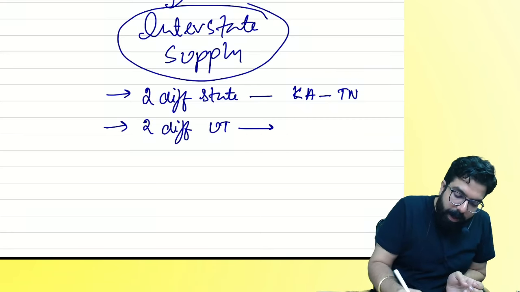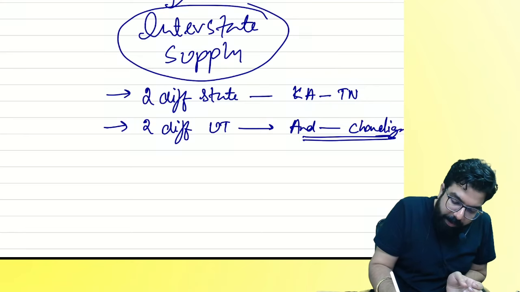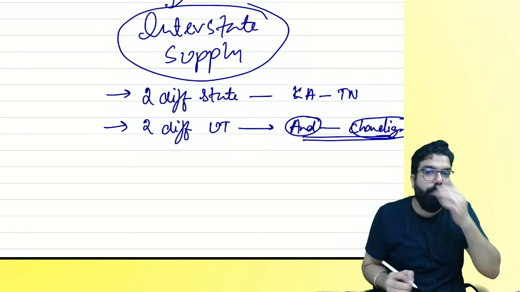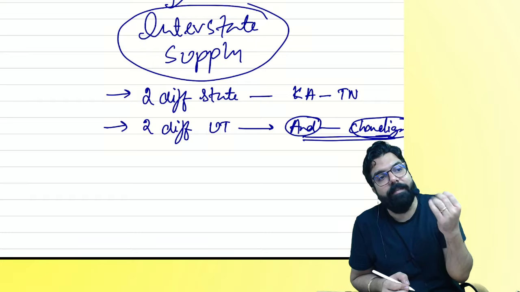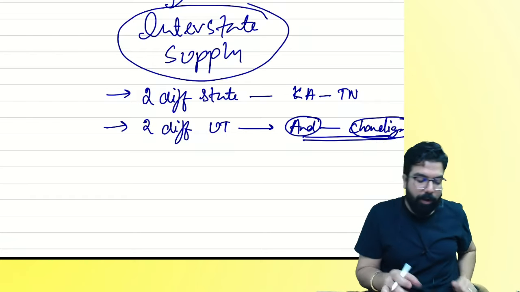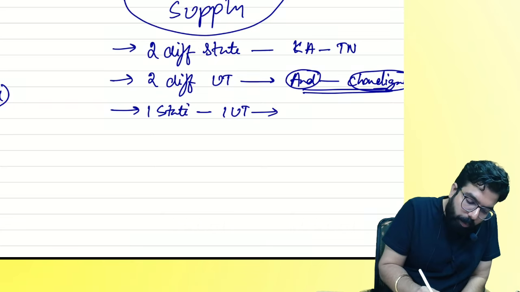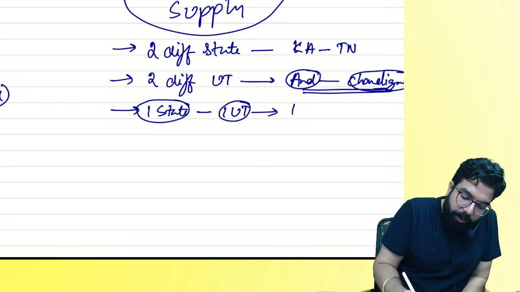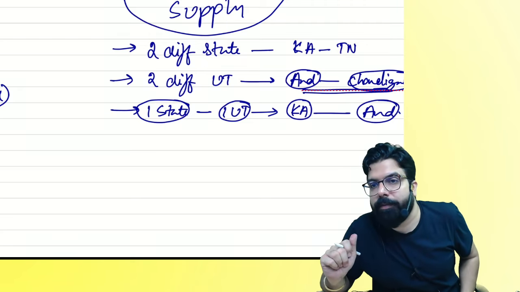Two different UTs. I am selling goods from Andaman to Chandigarh. Is it a union territory, everyone? Yes. Now tell me, Chandigarh and Andaman, two different union territories, intra or inter? CGST, SGST? One minute, I'll talk about that. If I'm selling from one state to one UT, Karnataka is one state, UT is Andaman, intra or inter? Inter.